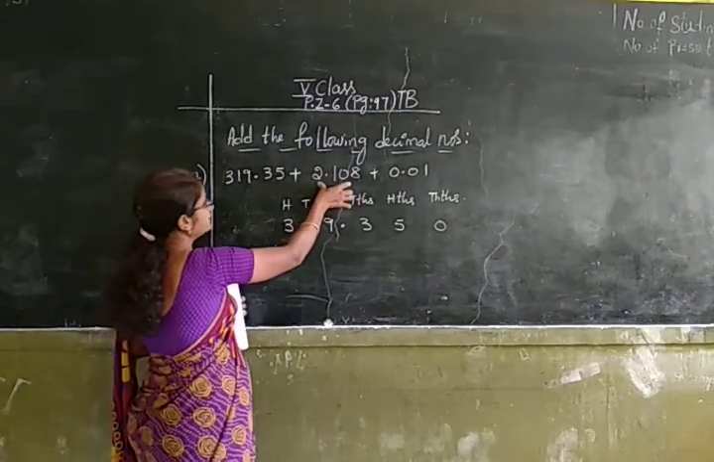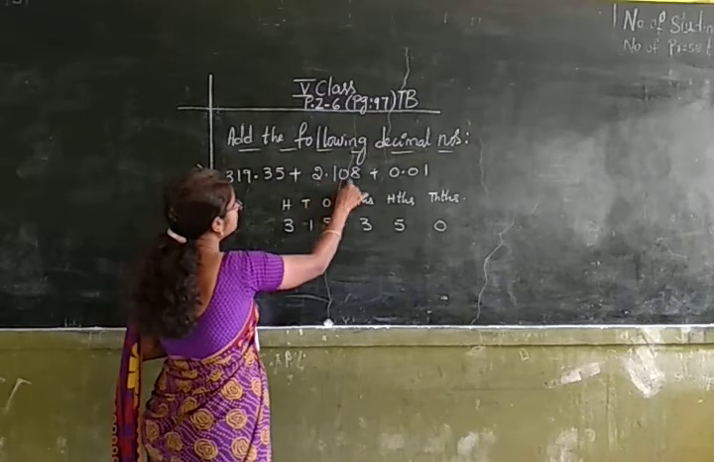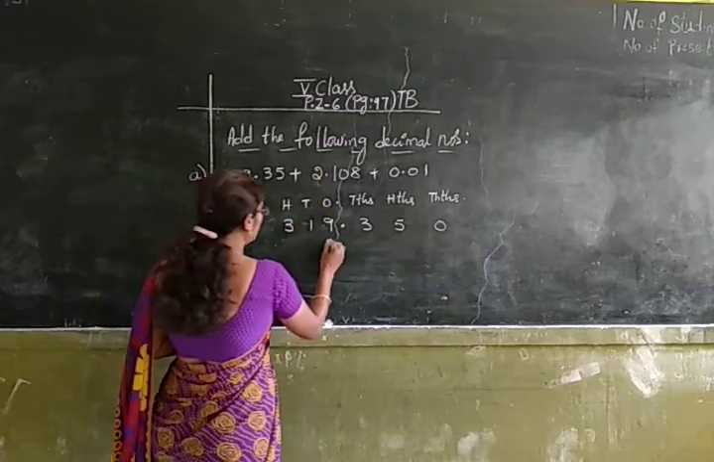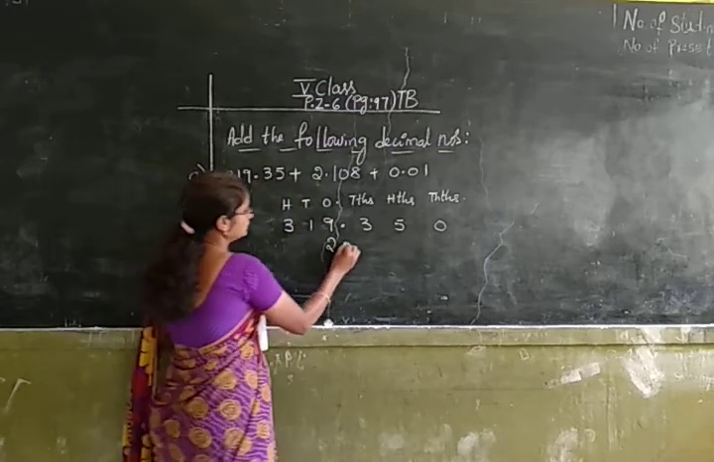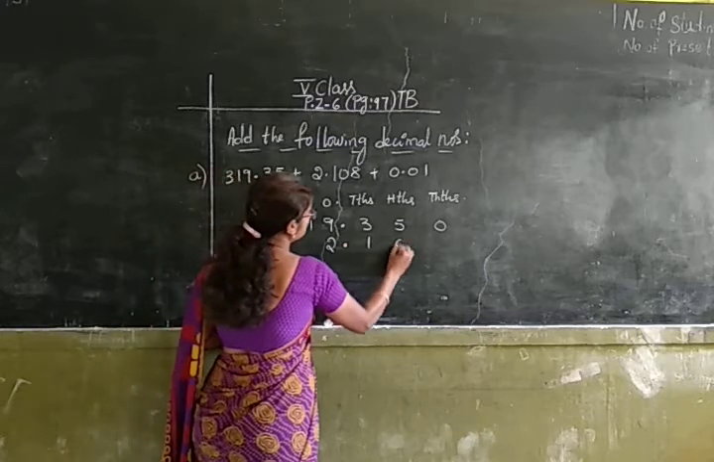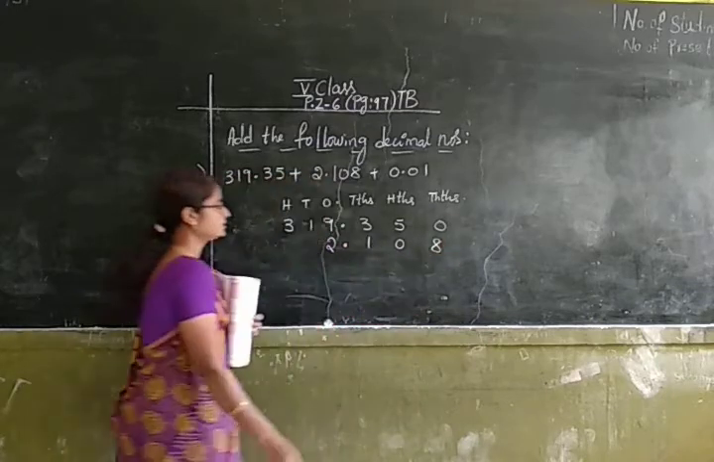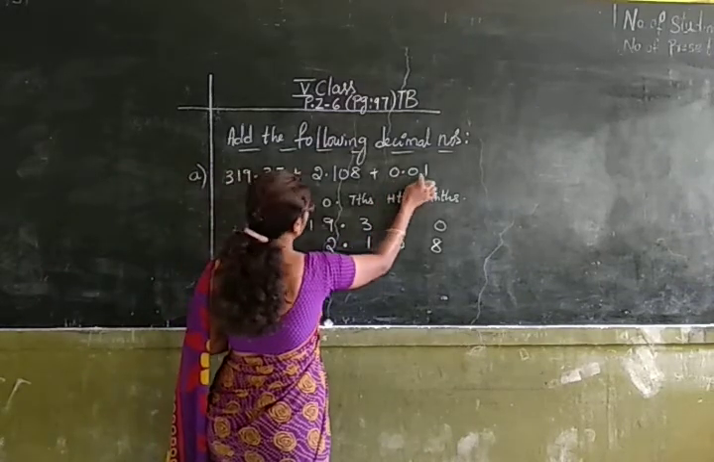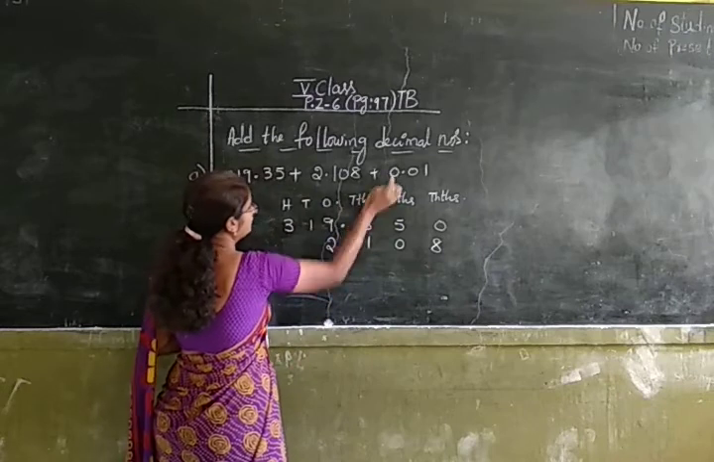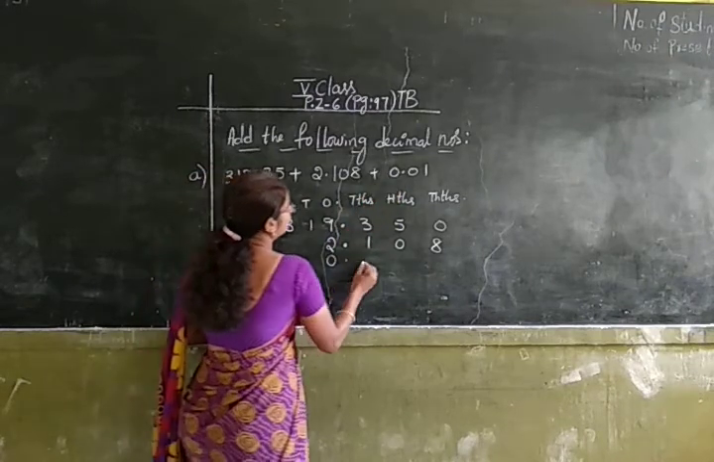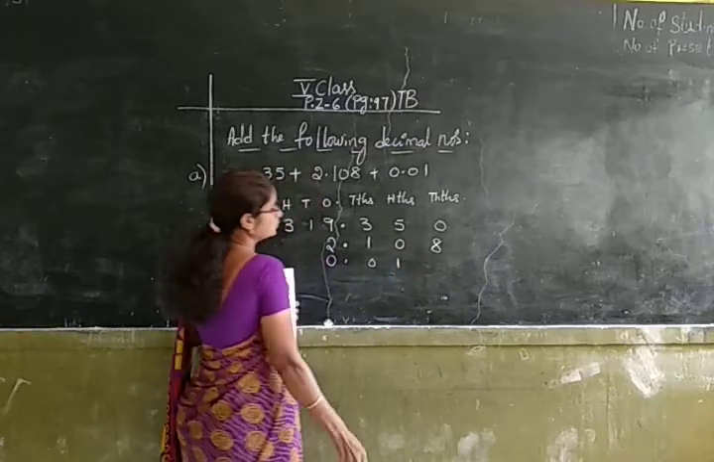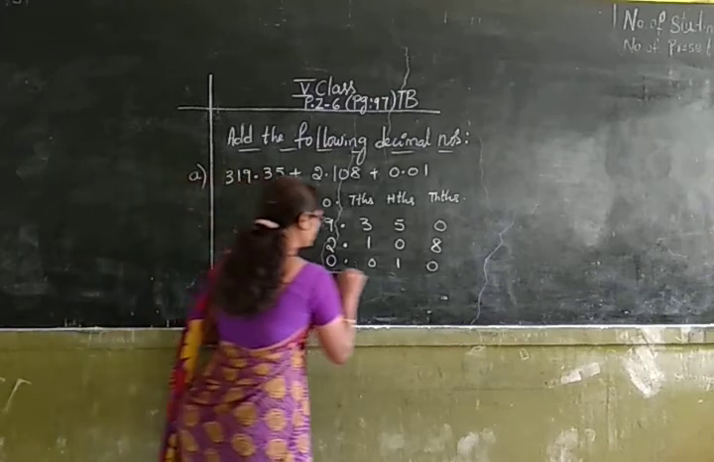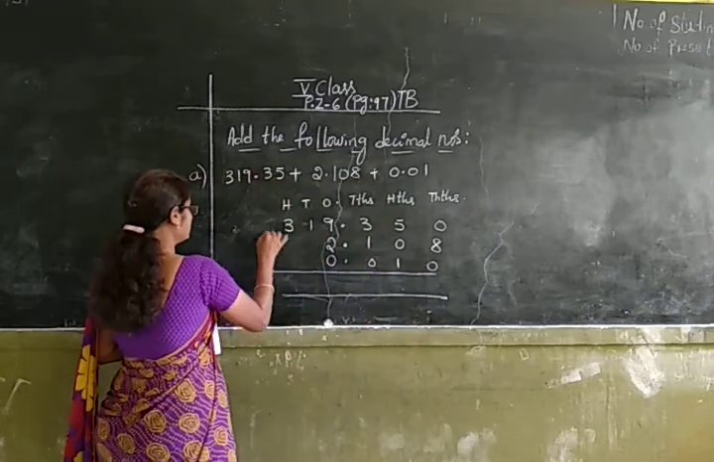Now let us arrange the second number. The second number is 2.108. So the number is starting from which place? Ones place. So start writing the number from ones place. 2.108. Okay children. Now let us arrange the third number. The number is 0.01. So we have to start writing the number from ones place. 0.01. There is no thousands place. So let us put the 0. So after arranging the numbers, let us put the symbol for addition, which is plus.